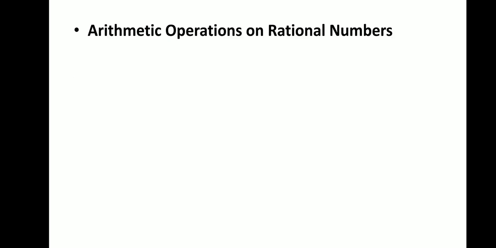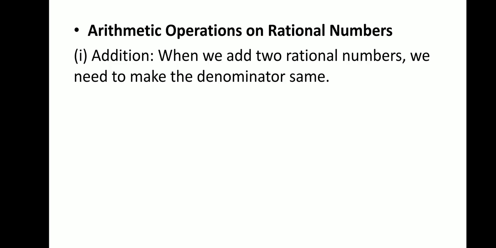Now, we have seen how to perform arithmetic operations on rational numbers. Let us quickly revise them all. First operation we have studied is addition. When we add two rational numbers, we need to make the denominator same. For example, if I am taking the two rational numbers as minus 3 by 5 and 2 by 3 and I need to add these two rational numbers, I need to take their LCM first, and then I will be able to add the given rational numbers.